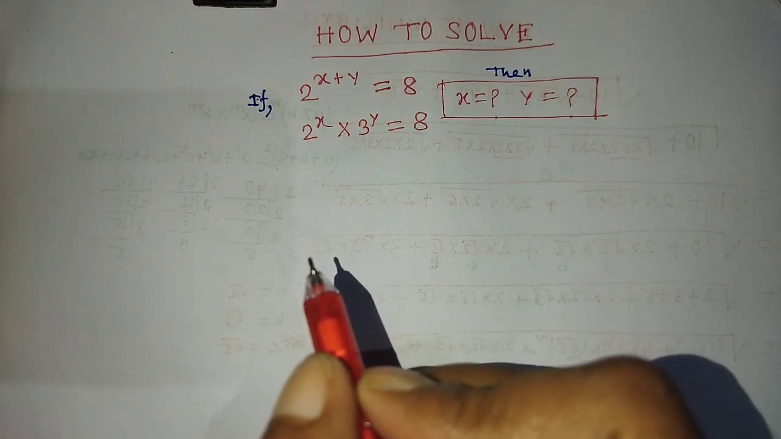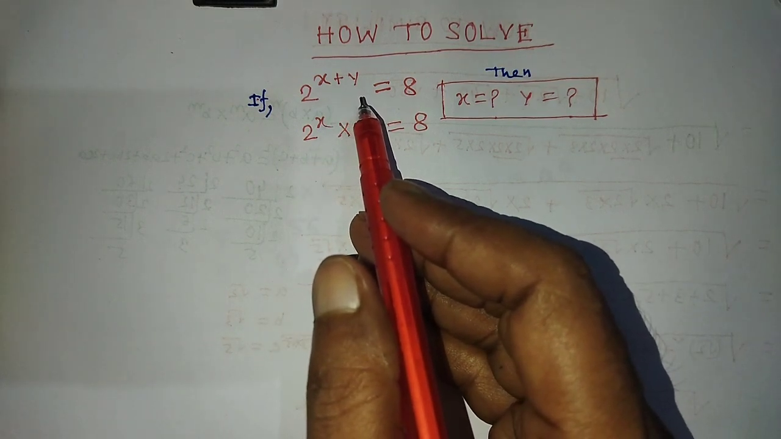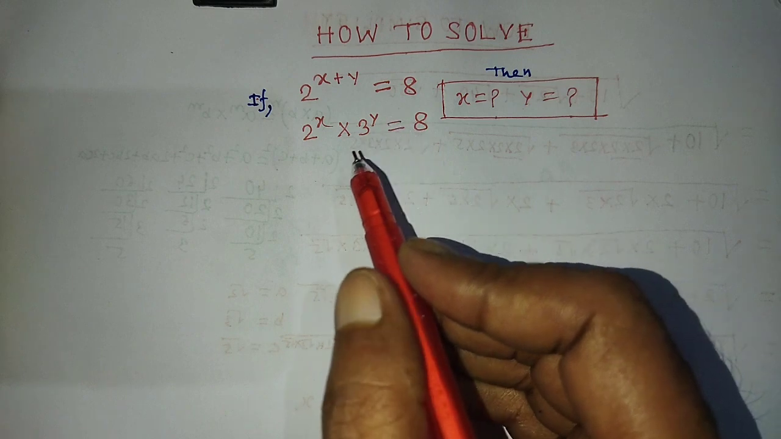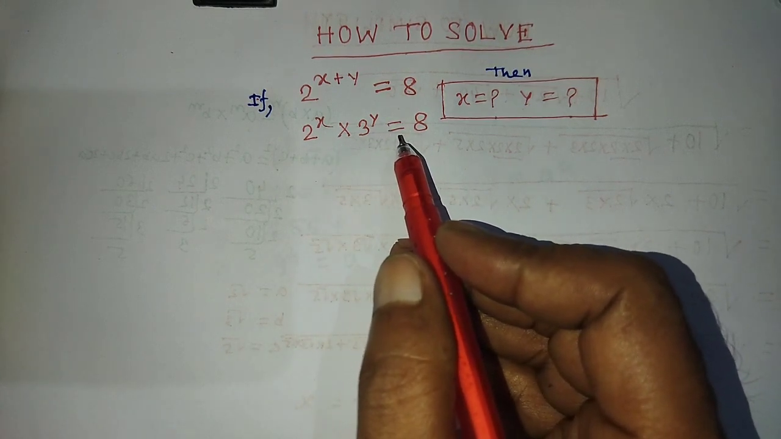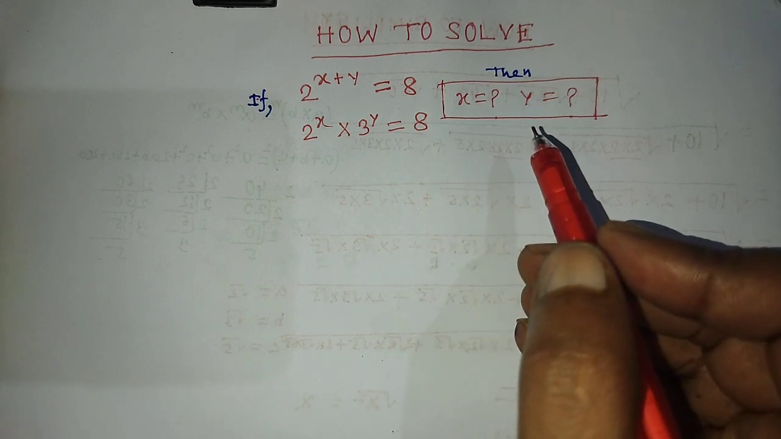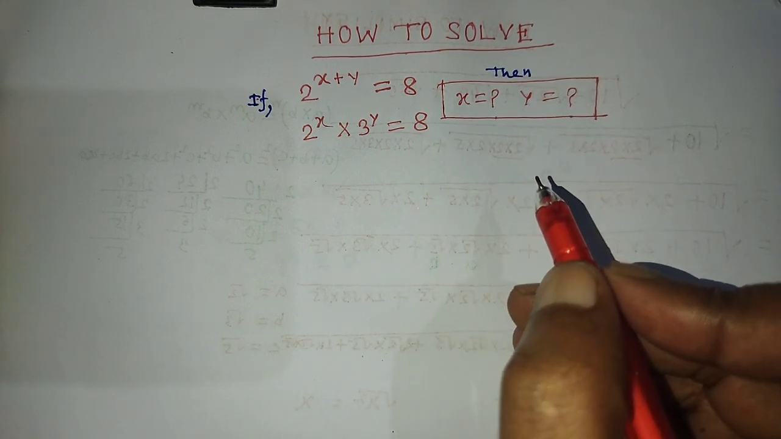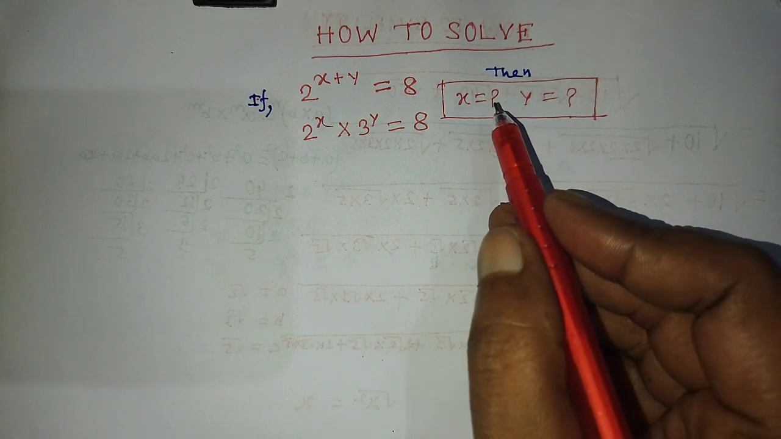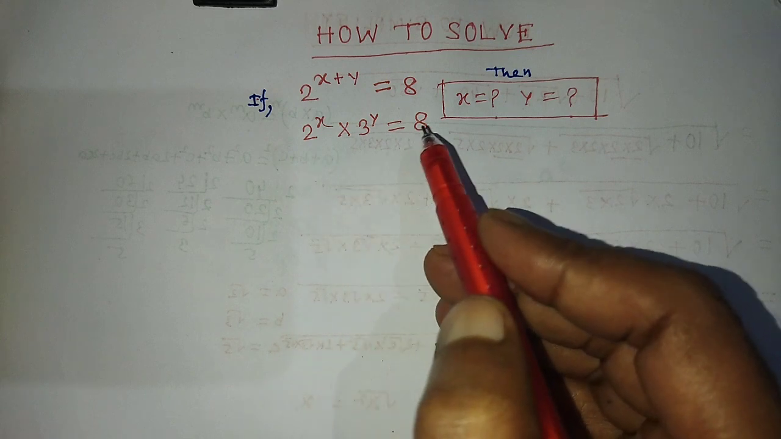So my dear student, today our question is: if 2 to the power x plus y is equal to 8 and 2 to the power x into 3 to the power y is equal to 8, then find the value of x and y. So student, in this video I will tell you how to find the value of x and y from these two equations.